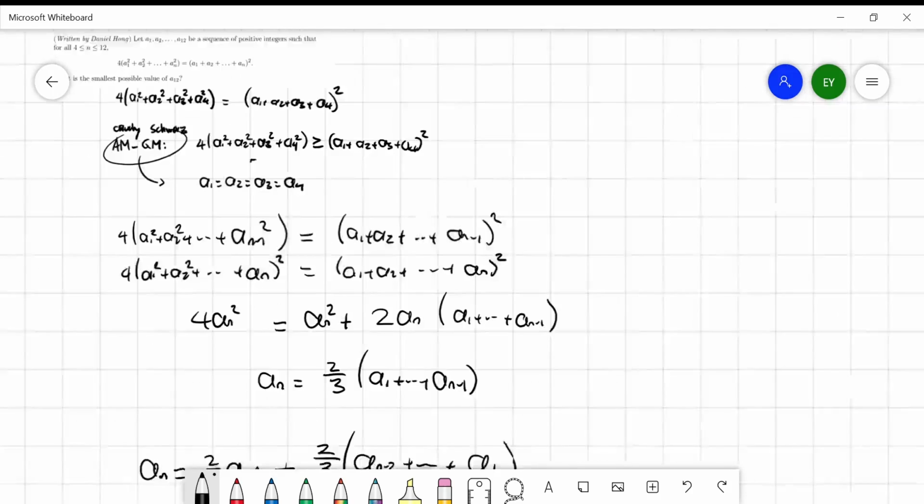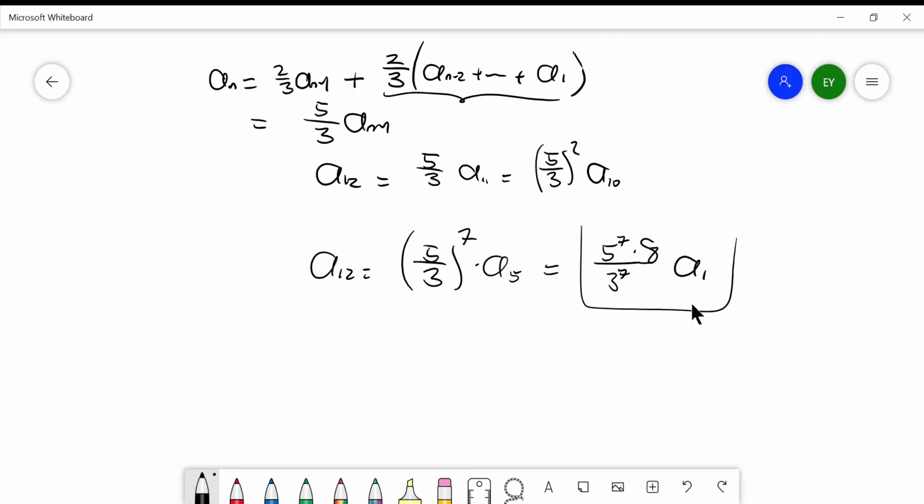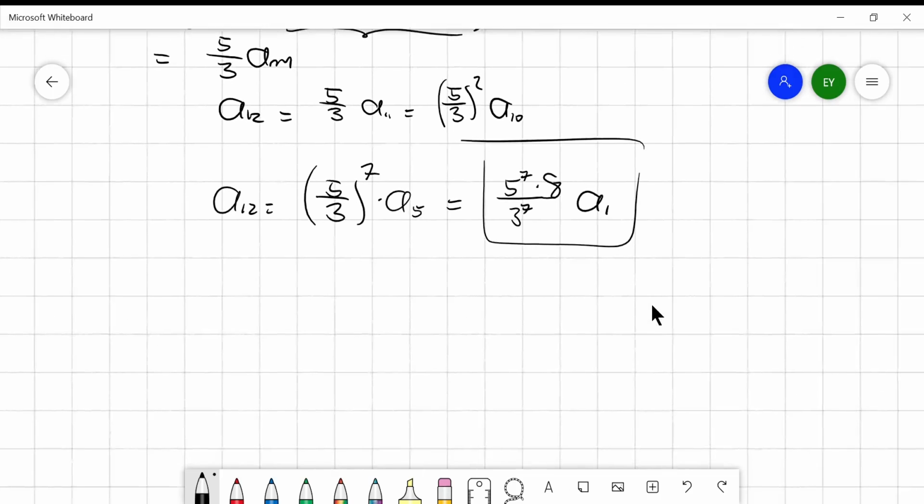And what this does is it tells you that a12 is actually (5/3) to the 7 times a5, which means that it's 5 to the 7 over 3 to the 7 times 8 times a1, because a5 was 8/5 of a1 by the equal-terms result. Okay, so now we have this.